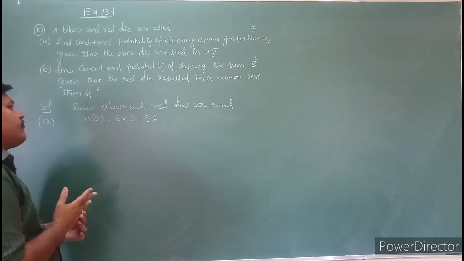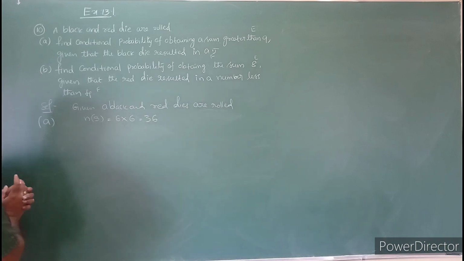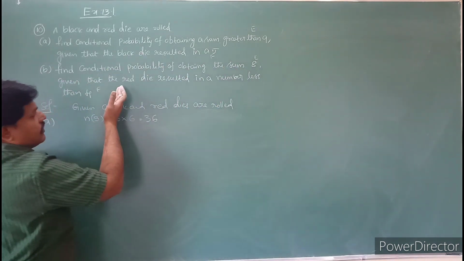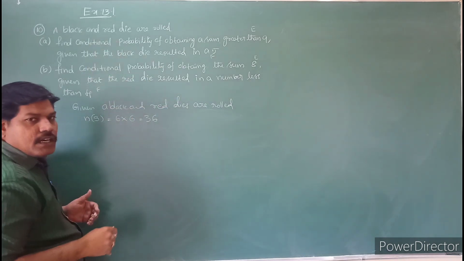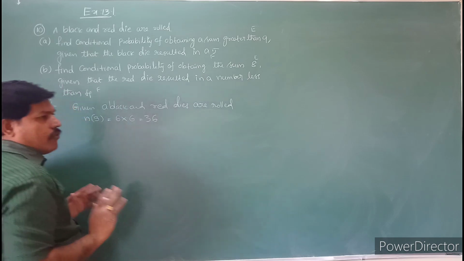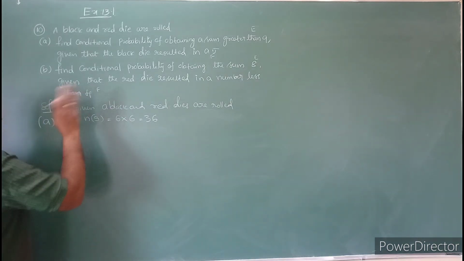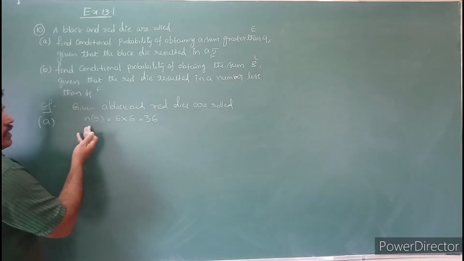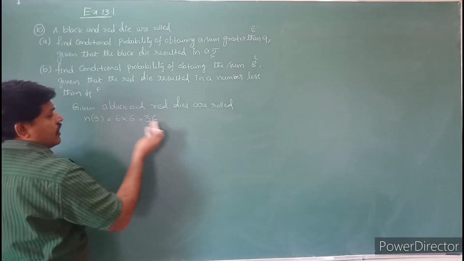So first, what is the probability they are asking? That is E. Given that, meaning one event has already occurred. What is that event? The red die resulted in a number less than 4. That has already occurred, so that is F. First we take the sample space: given a black and a red die are rolled, n of S is equal to 36.